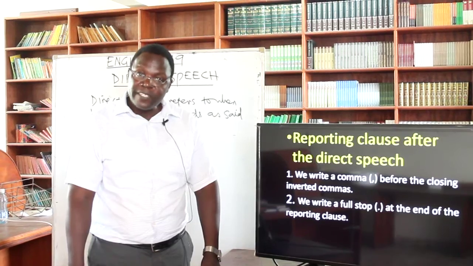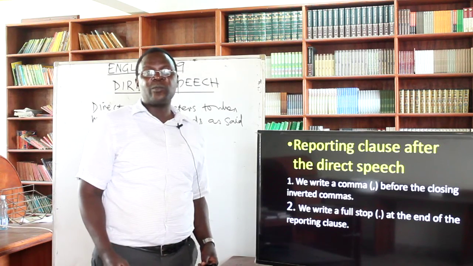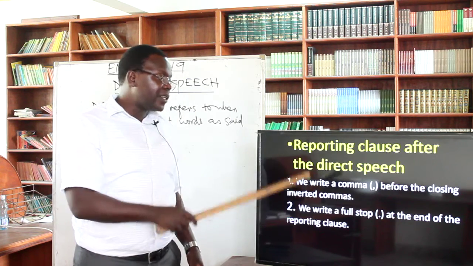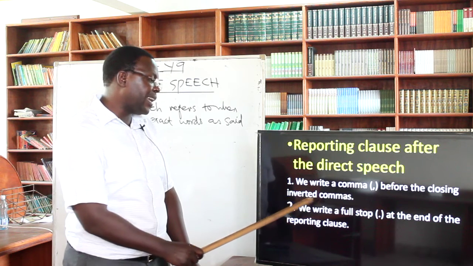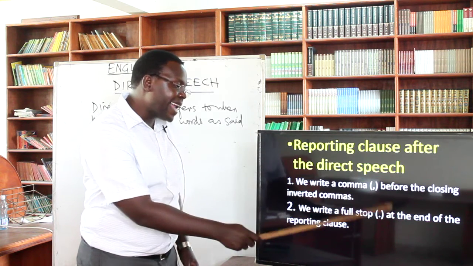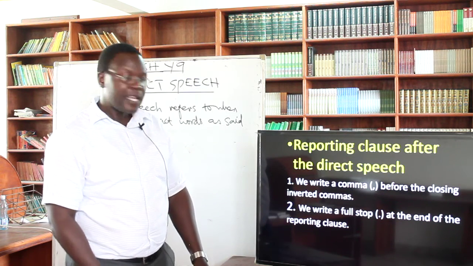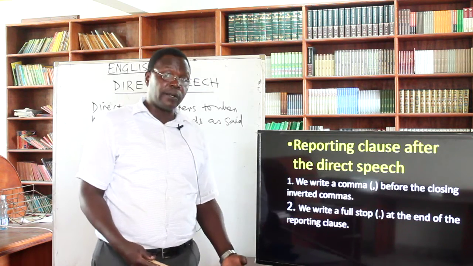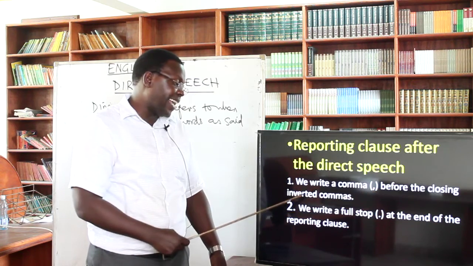Reporting clause after the direct speech. Remember what we've already done is the reporting clause before the direct speech. Here now we have the reporting clause after the direct speech. 1. We write a comma before the closing inverted commas. I shall show you that. We write a full stop at the end of the reporting clause, not after. Now, after the reporting clause, you put your words. But you see, write a comma before the closing inverted commas.